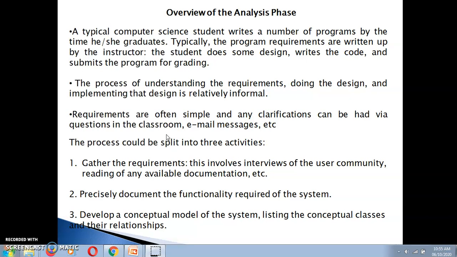So that is called gathering the requirements. And to build any software, precisely document the functionality required for the system. This is nothing but whatever requirements you have collected. If you want to develop any software, you note down certain points: this is the first step I have to carry out, this is the second step I have to carry out. Whatever you have documented should be precisely documented, which is the functional part in that listing. So that is the second one.